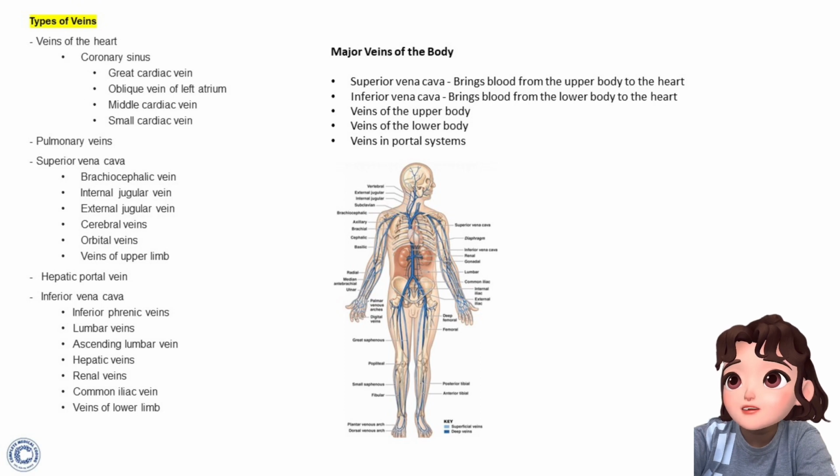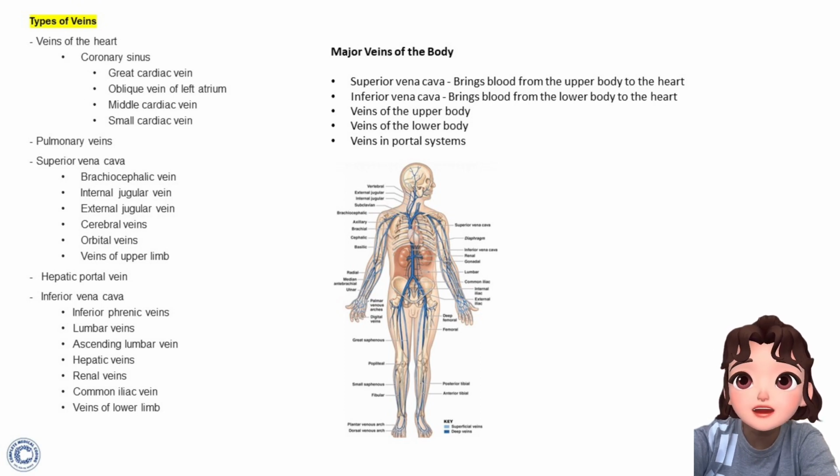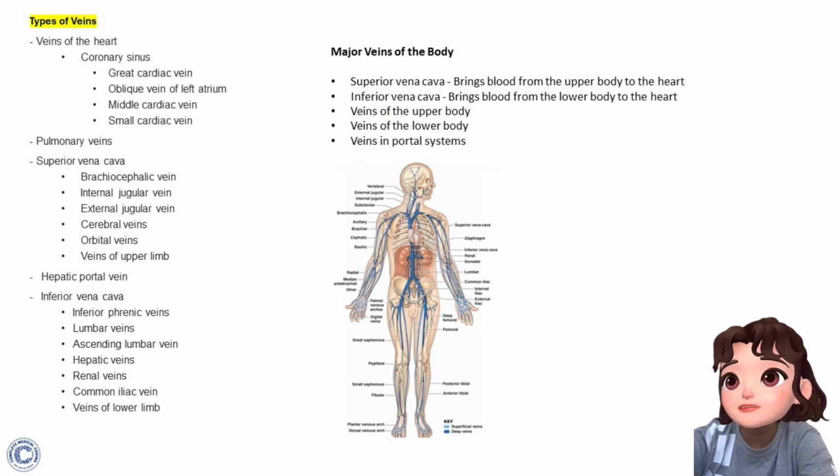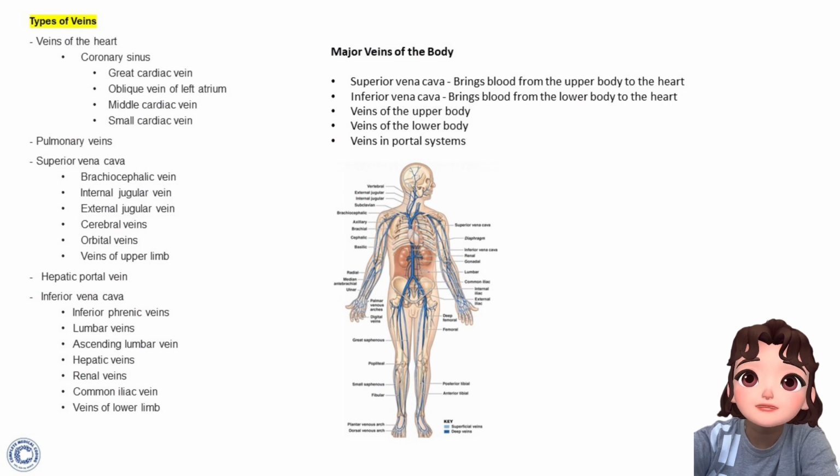Then veins of the upper body, veins of the lower body, and veins in the portal systems. All these veins are mentioned in the picture. Just go through the picture once.